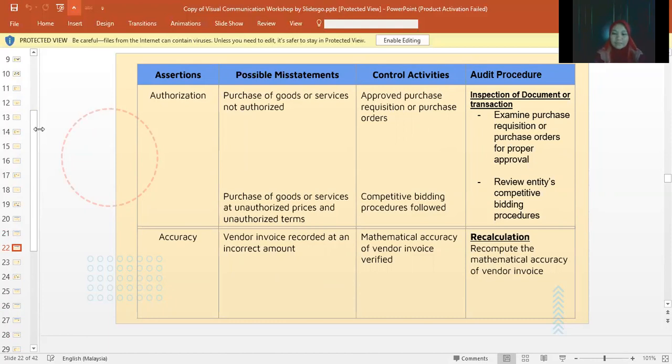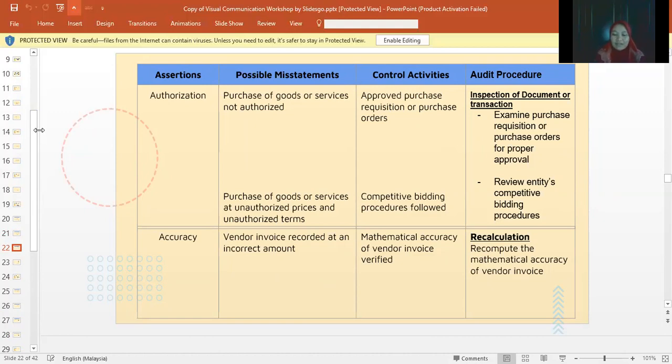And the second is purchase of goods or services at unauthorized prices and unauthorized terms. And the control activity is that competitive bidding procedures are followed. And the audit procedure is to review the entity's competitive bidding procedures.